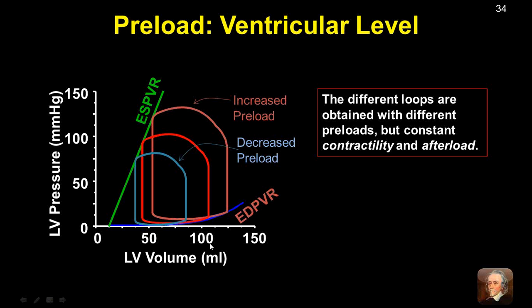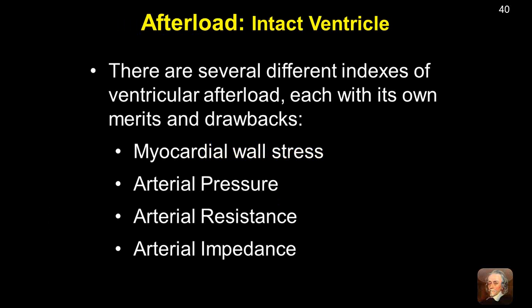So here you see that as I change preload, the pressure in the aorta is changing. So that gives us a hint that we don't want to use aortic pressure as an index of afterload when it relates to the ventricle, because the pressure is changing even though I'm not doing anything to the vascular system. So this shows the situation with preload, but then how do we talk about afterload? Again, there are many possible definitions that one could use to define afterload, and these all depend on what your purpose is.